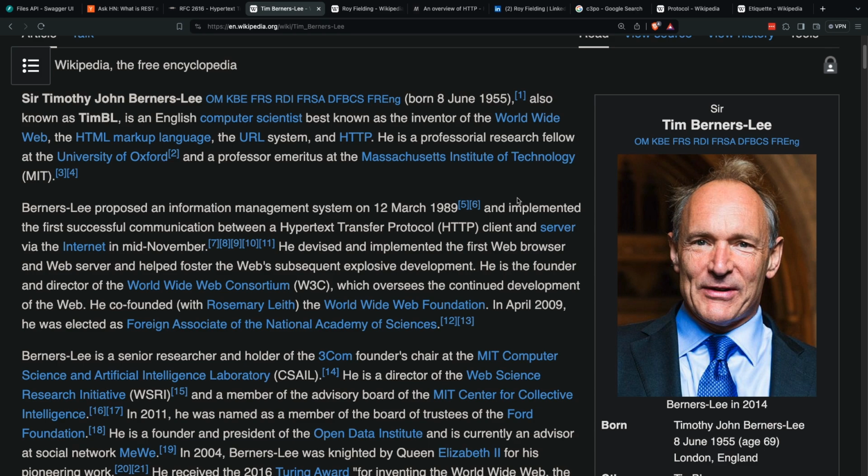In very little time, Tim Berners-Lee invented HTML and something called the URL system and HTTP, although he did that in collaboration with some others. And I'd like to talk about at least one of those collaborators here in a second. But first, what is HTML?